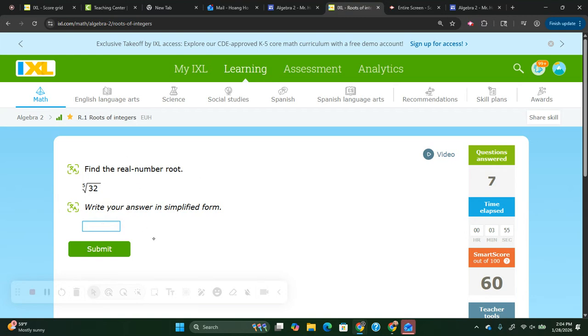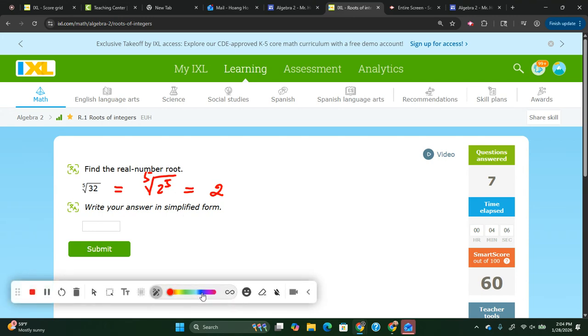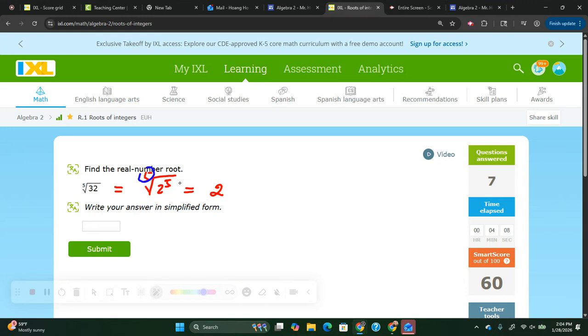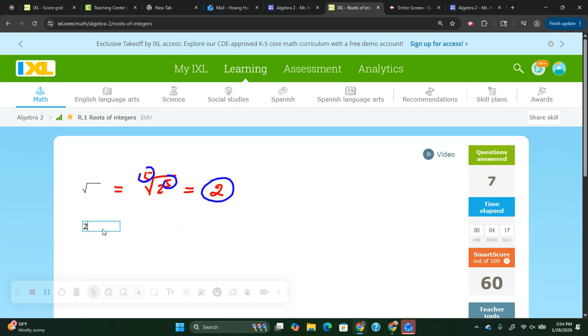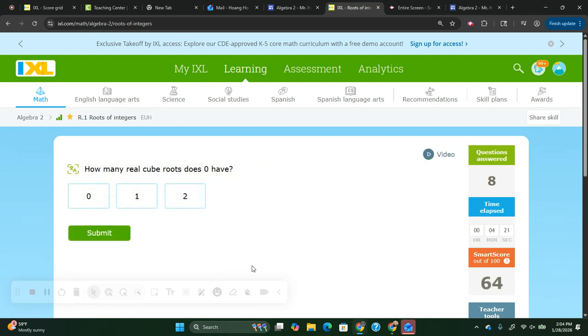32. 32 is 2 to the power 5. So the answer is 2. The fifth root and power 5 cancel out. You see that? It cancels out, so you have only 2. Okay, now I have this as 2. Voila.